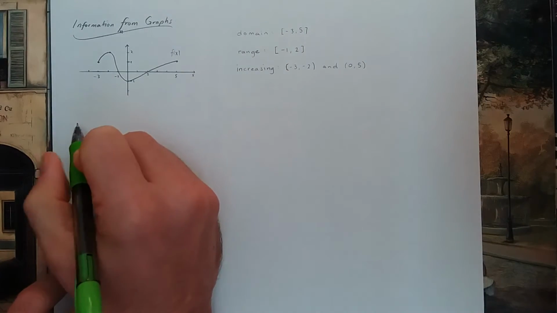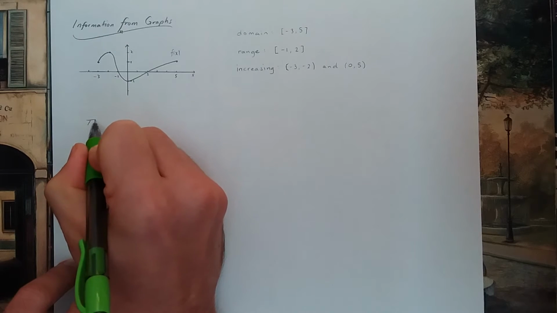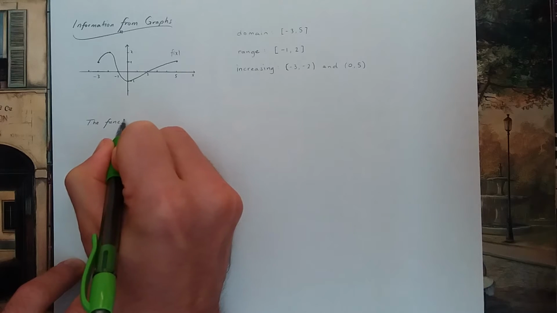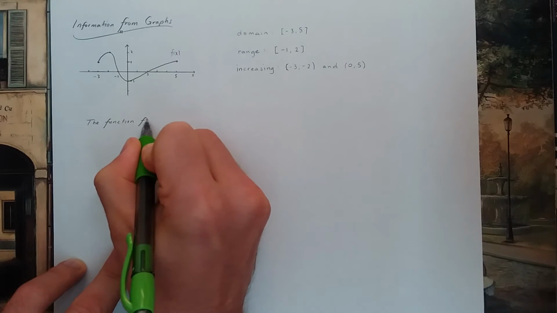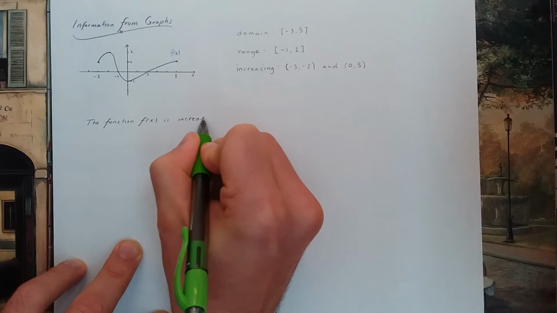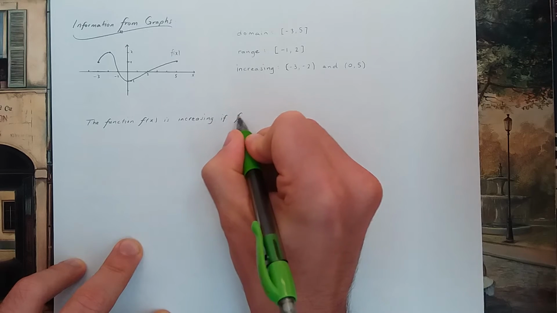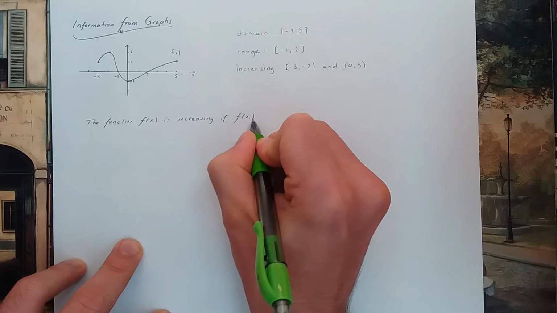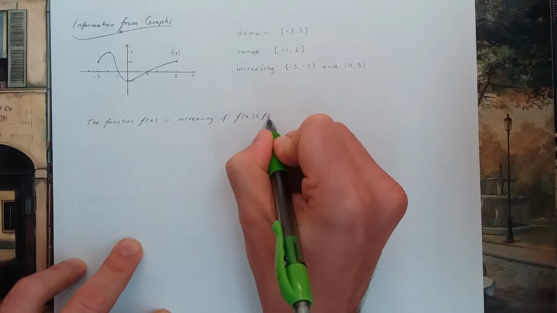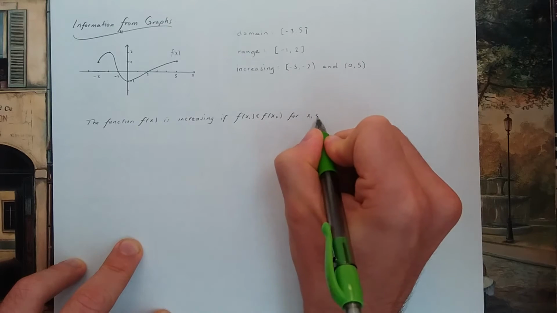Maybe I should be a little bit more precise in what increasing means. So here's the formal definition of what an increasing function is. The function f of x is increasing if f of x1 is less than f of x2 for x1 less than x2.